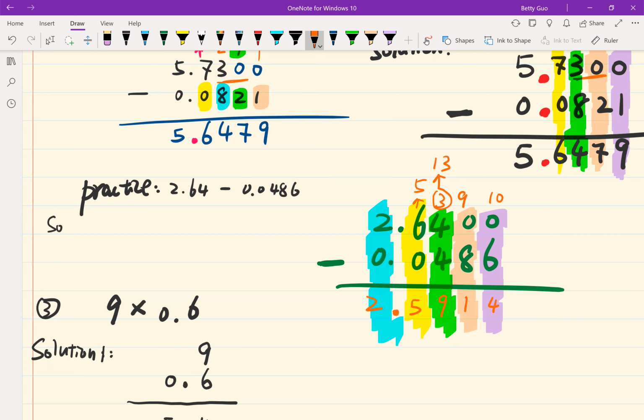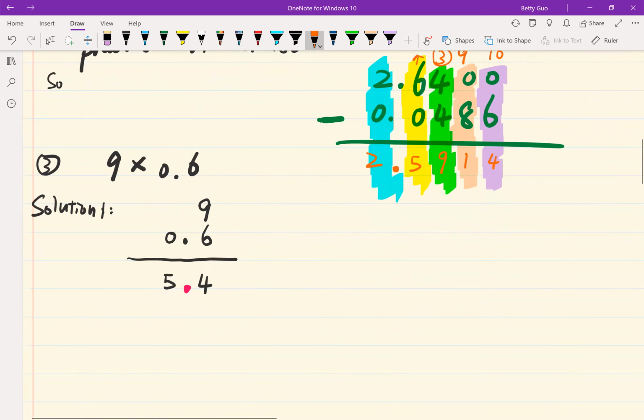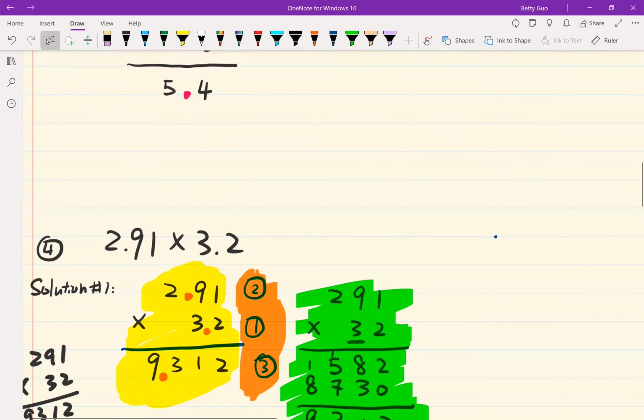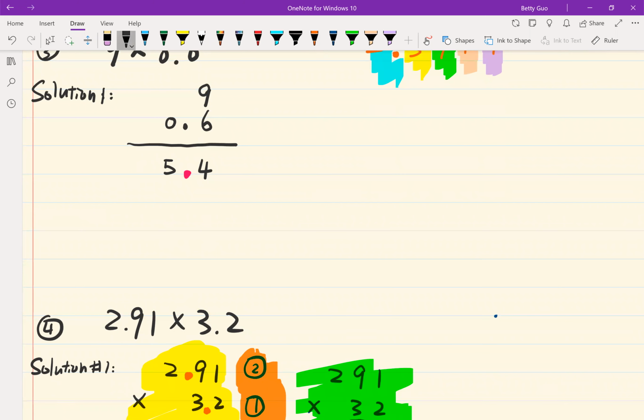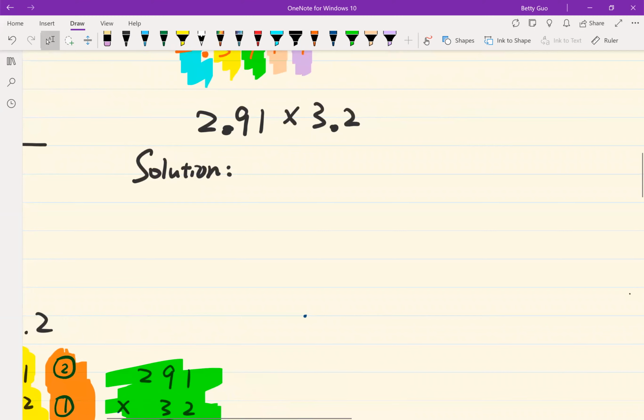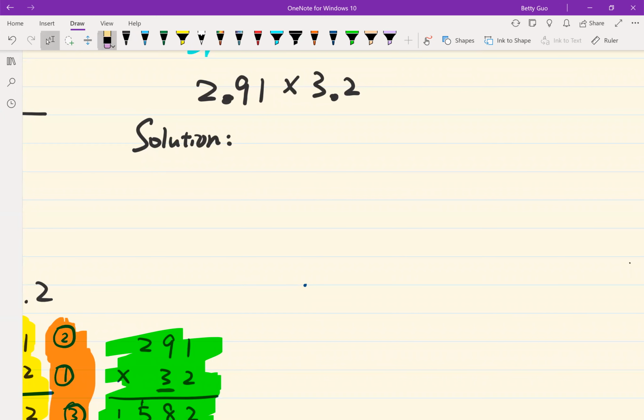Now let's see multiplication. So let's look at this example: 2.91 times 3.2. Multiply the two decimals. There are different methods. The first method is how you're going to do it.